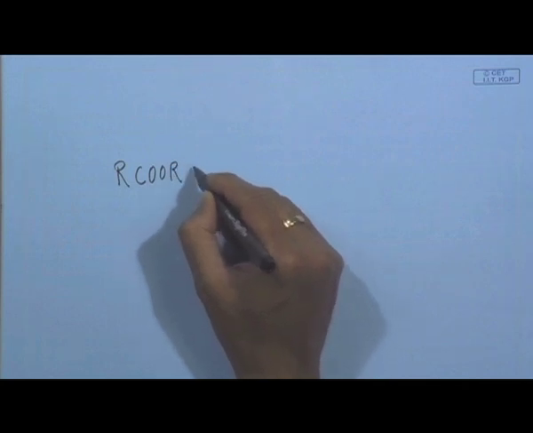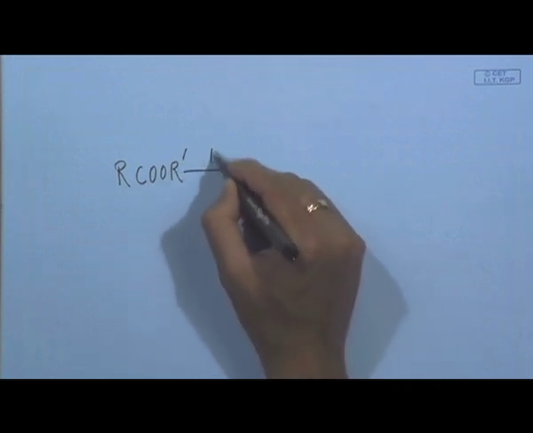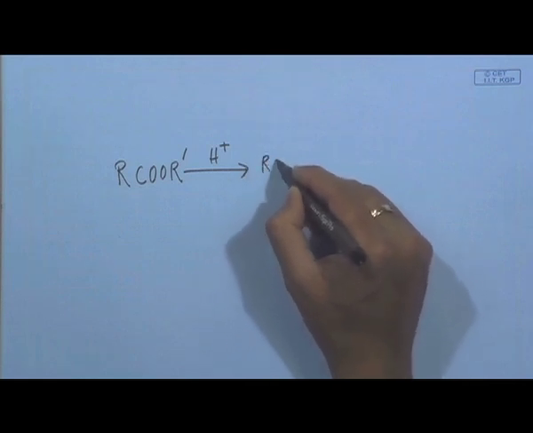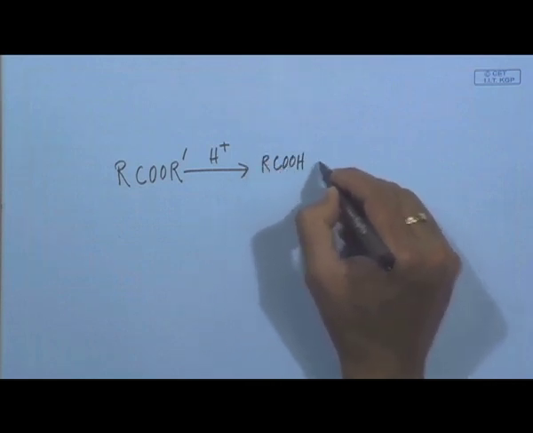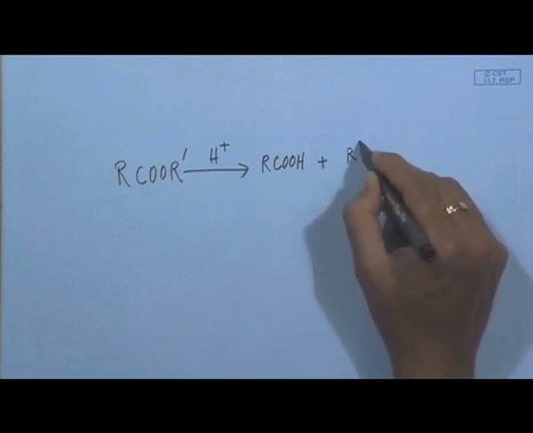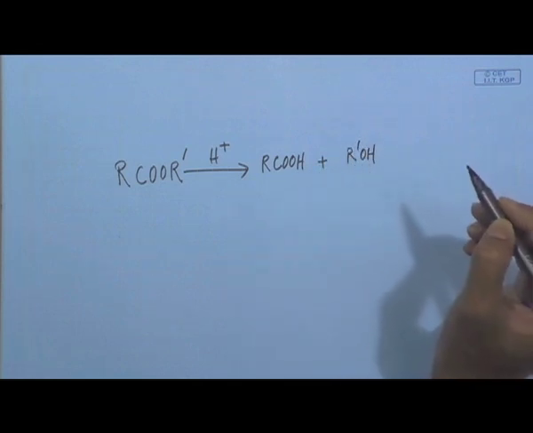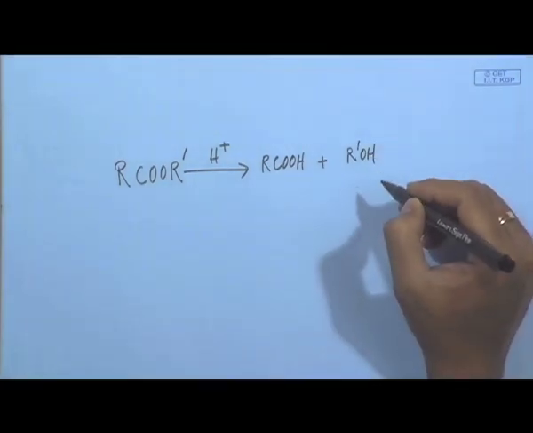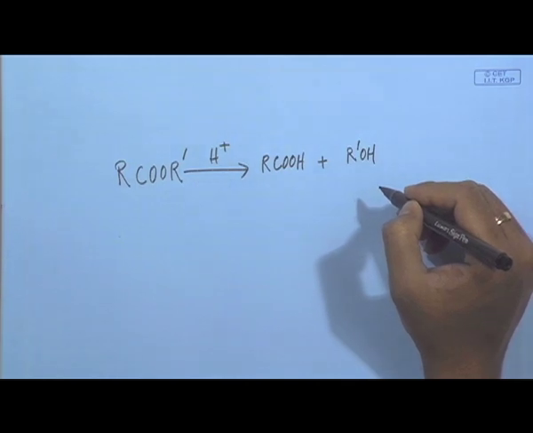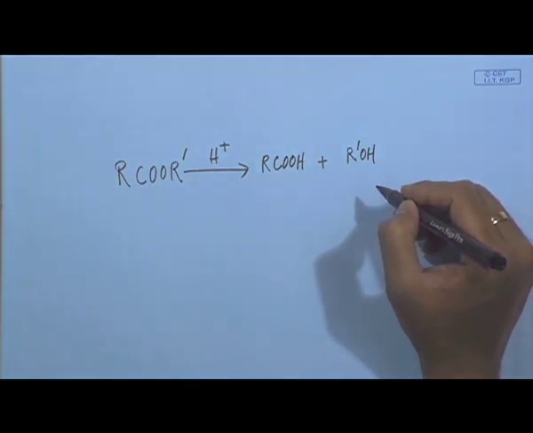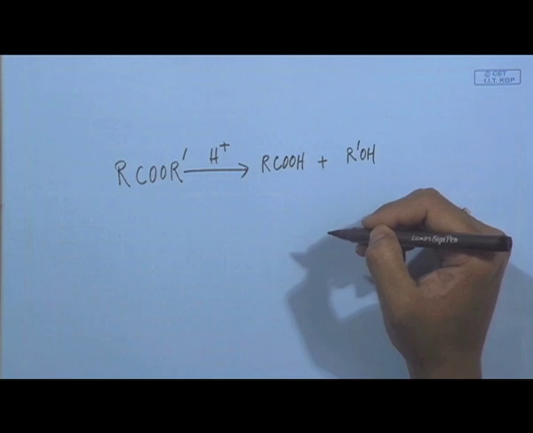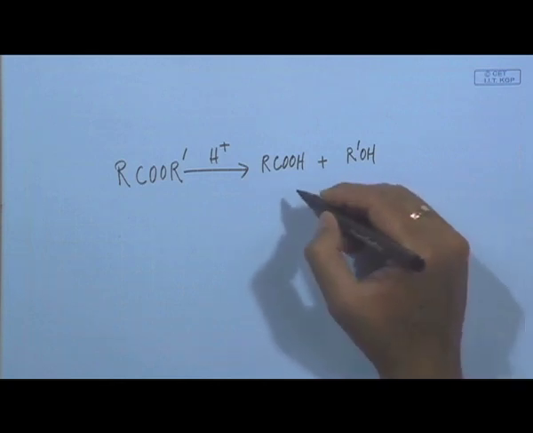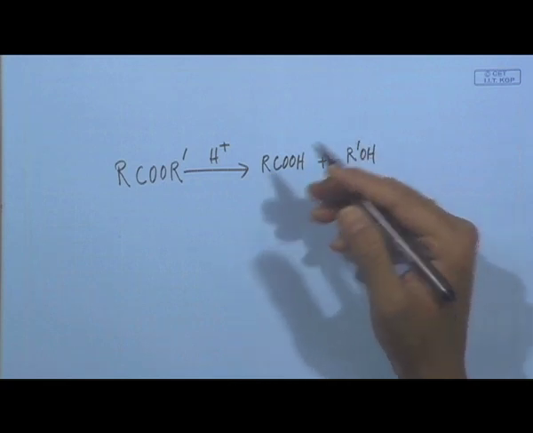RCOOR', H plus, giving rise to RCOOH plus R'OH. So this is acid catalyzed hydrolysis of ester. If you measure the rate of reaction, then you will find that it takes time. It is not very fast, it happens slowly.